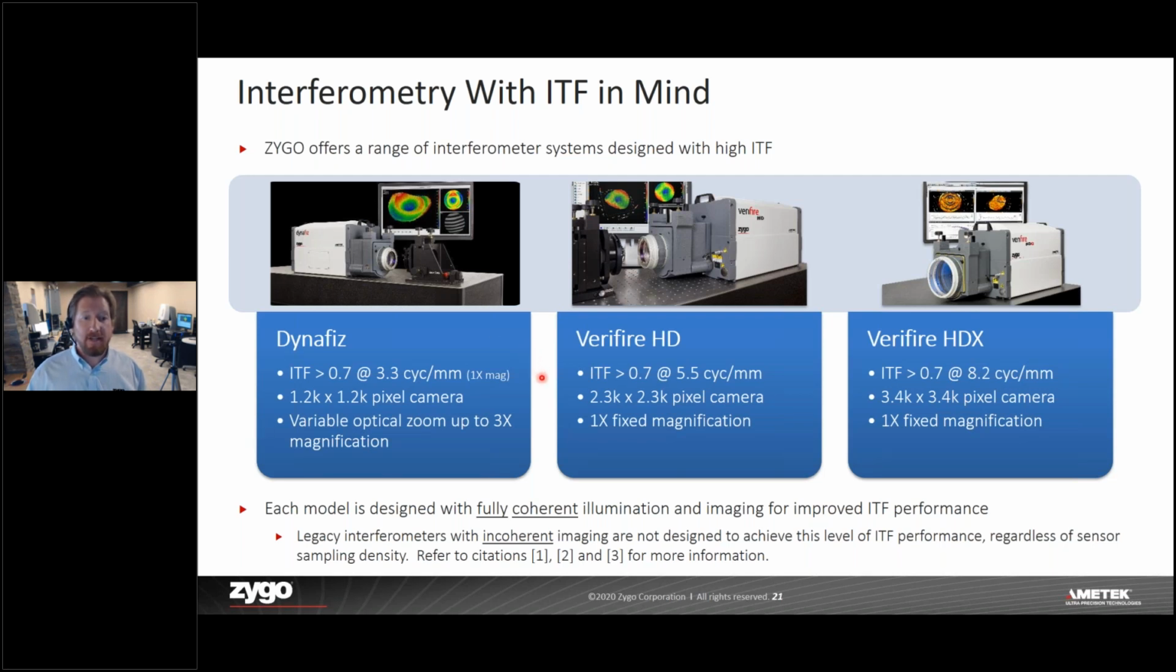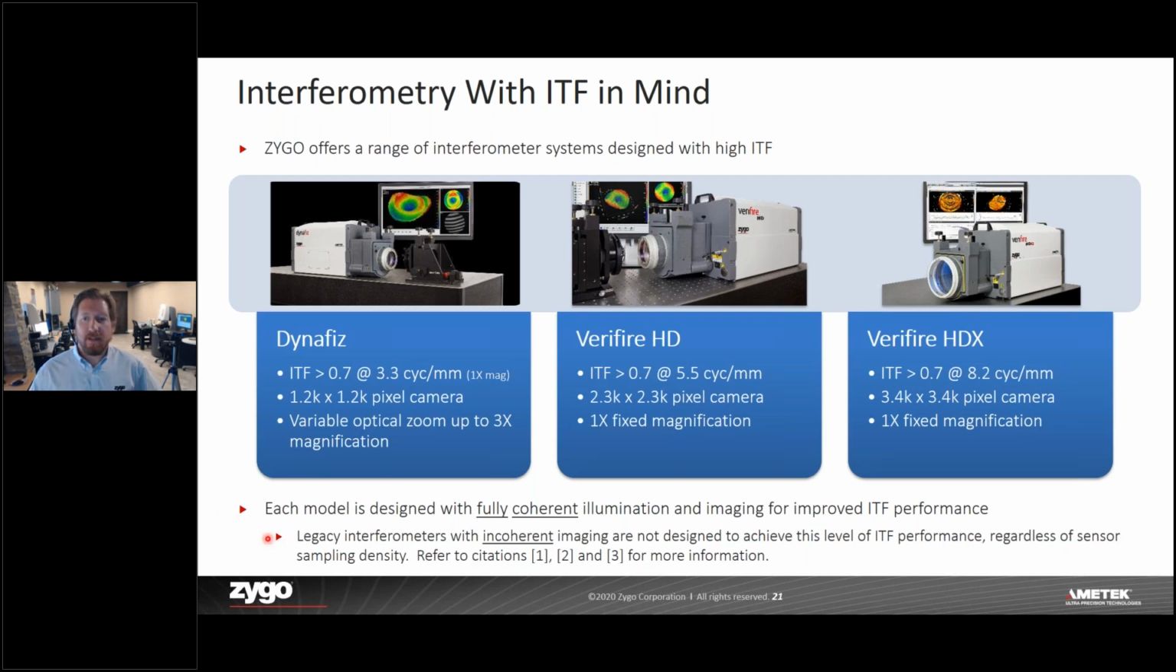The Verifier HD has an ITF greater than 0.7 at about 5.5 cycles per millimeter. This is the 2.3K pixel camera. And the Verifier HDX, ITF greater than 0.7 at 8.2 cycles per millimeter. And there's a 3.4K pixel camera integrated into that system, and obviously the optical design to take full advantage of that very high pixel density. So each model here is designed with a fully coherent illumination and imaging system for the best ITF performance. That's the goal of these systems.